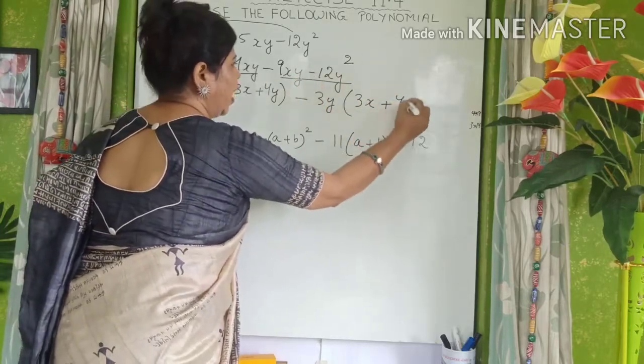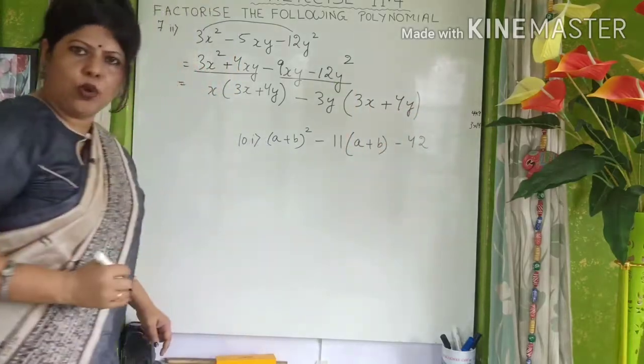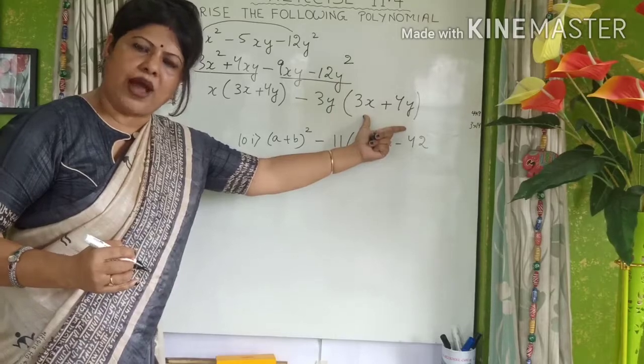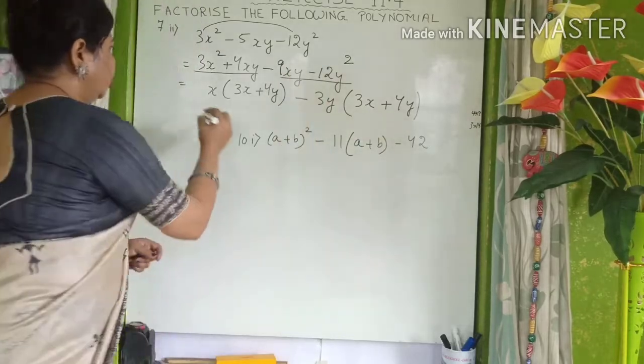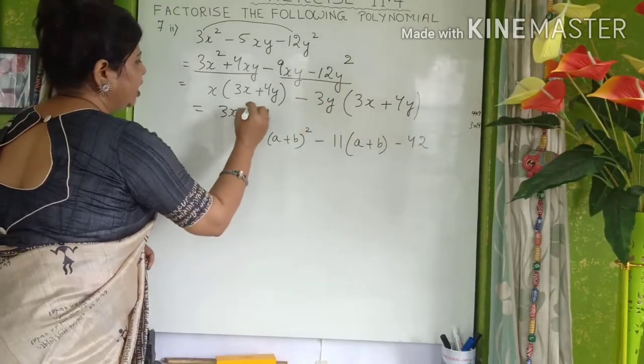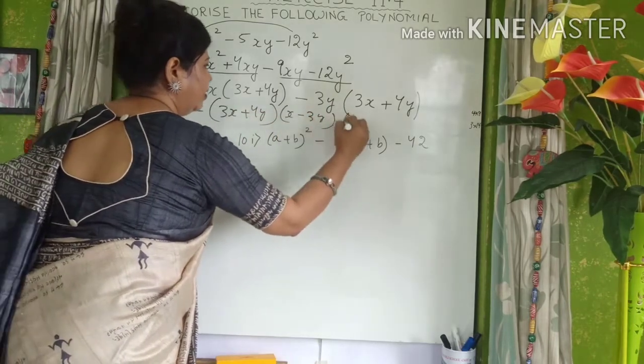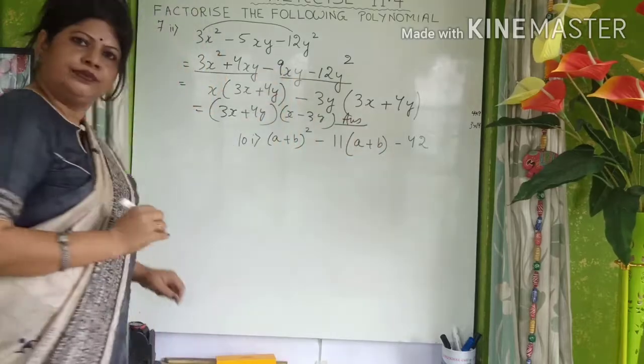3 4s are 12 and a y, 4y. Got it? So you can check 3x plus 4y. Your workout is correct. So what is the answer? 3x plus 4y and x minus 3y. That is my answer. Okay.